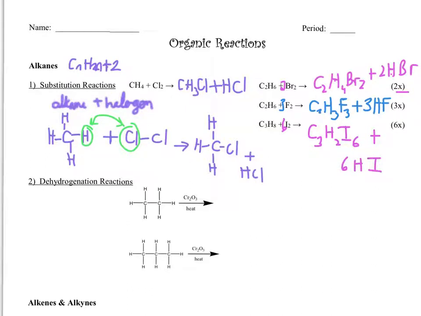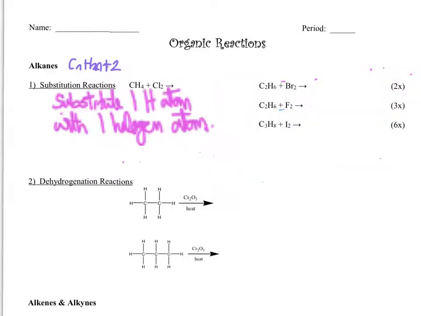So we're substituting a hydrogen for a halogen. So I wrote down here what I just said, that in a substitution reaction, you substitute 1 hydrogen atom with 1 halogen atom. I should maybe add in an alkane.